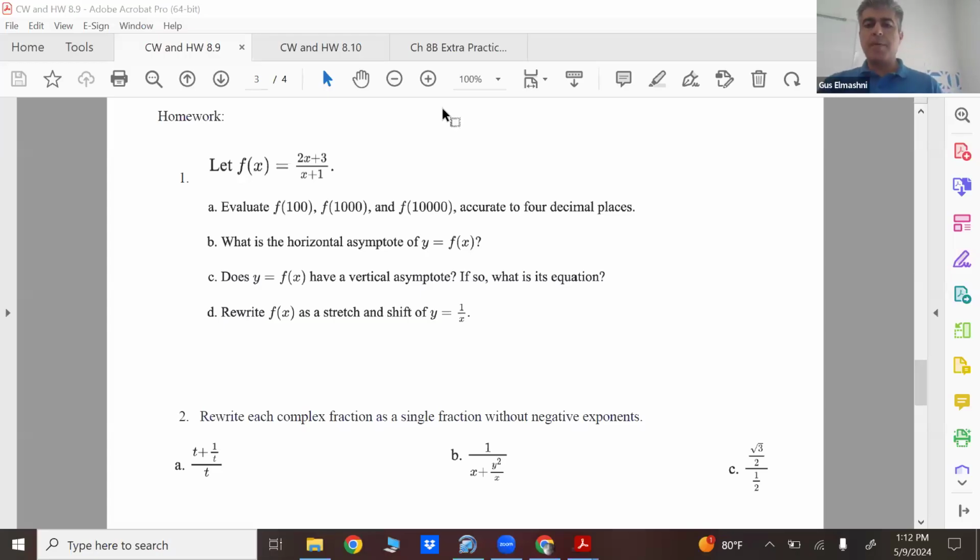So how would you do a problem like this one? You're asked to plug in 100, 1,000, 10,000, be accurate to 4 decimal places, find the horizontal asymptote, say whether it has a vertical asymptote, and then rewrite this as a stretch and a shift. Okay. So we'll go through all the motions here.